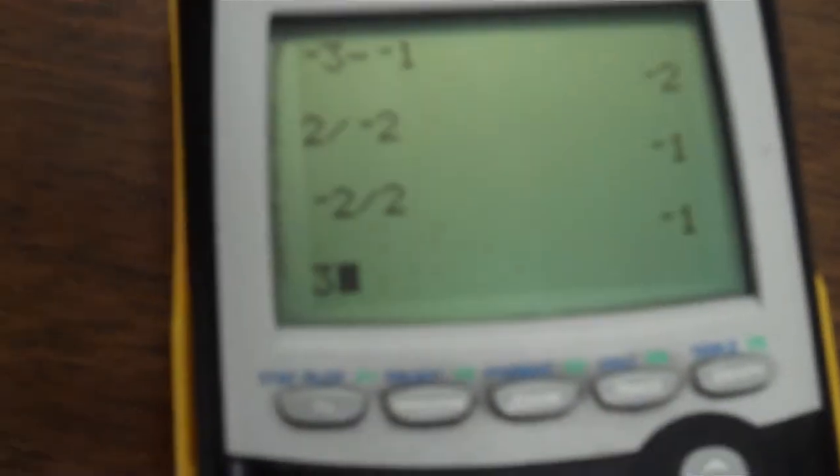4 minus 1 is 3, and 5 minus 1 is 4. And then we divide it. 3 divided by 4 is a decimal, and I always want a fraction. So 3/4. Slope is 3/4. Okay, and it's positive. All right, that's how to do it with points.